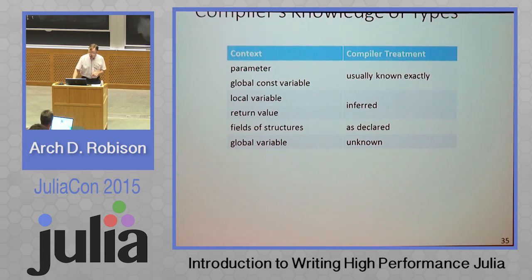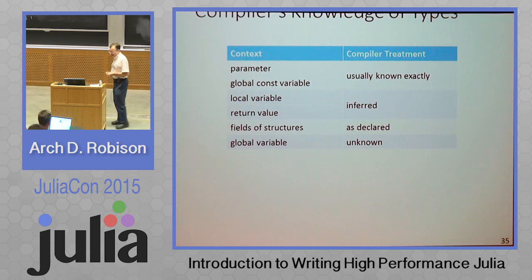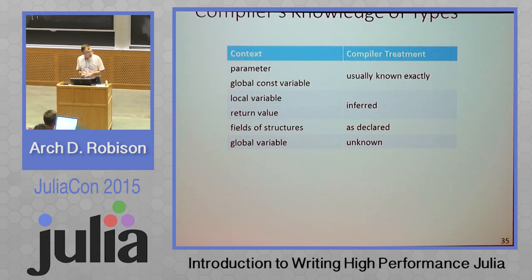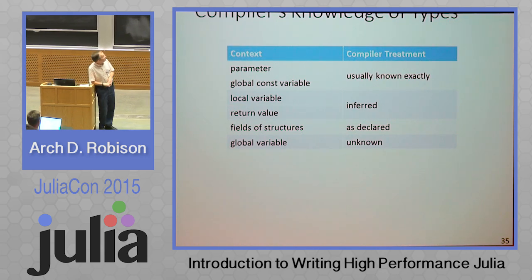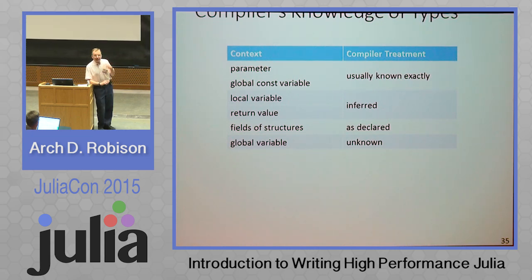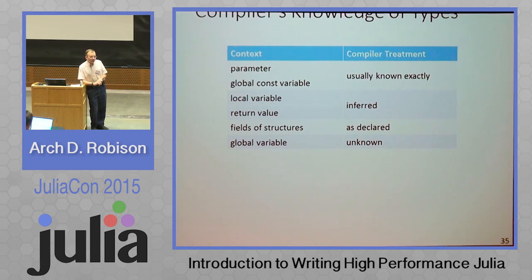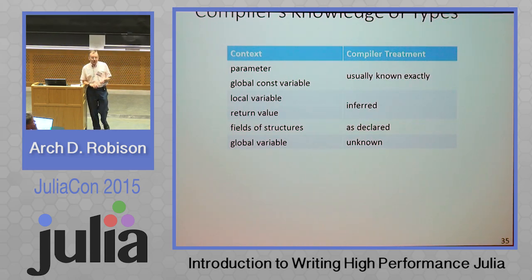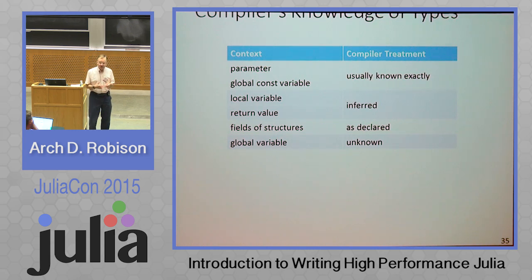So the point of this is that you want to be really nice to the compiler's type inference for code to run efficiently. There are six different places where you have to worry about the types of things. Some of them have different levels of who's taking care of it. If it's a parameter, largely the compiler takes care of it, because in Julia, it will create a custom version of the function for each different type of parameters.